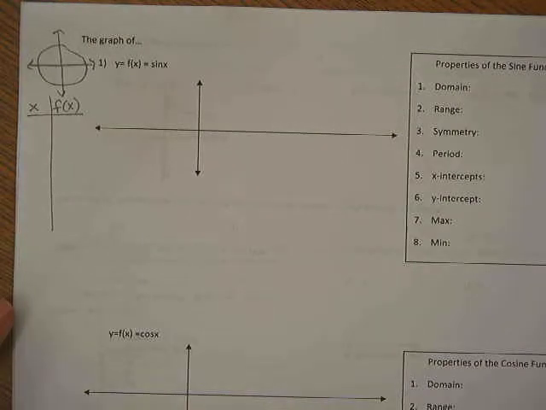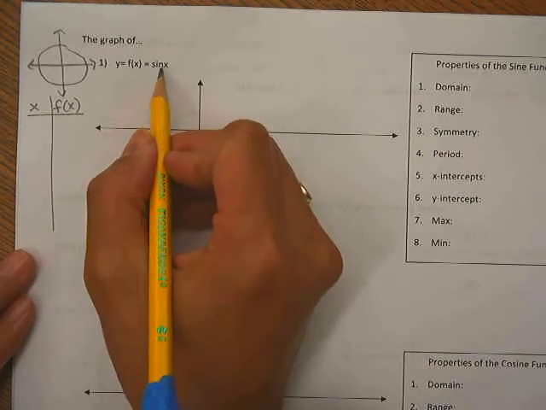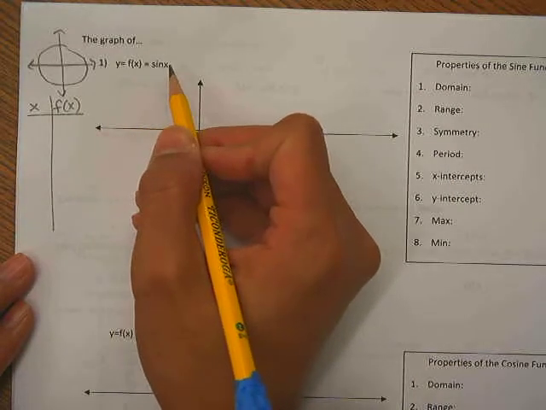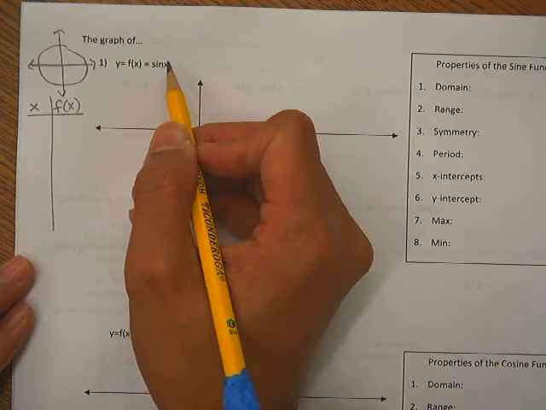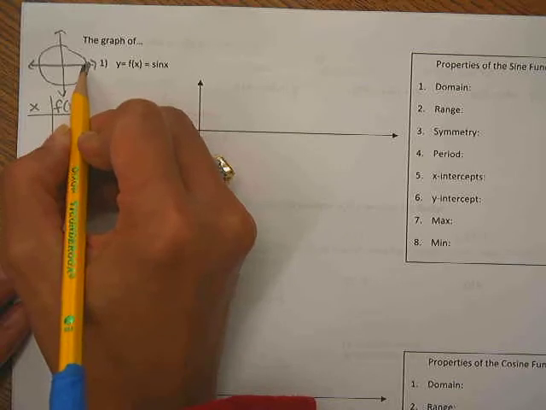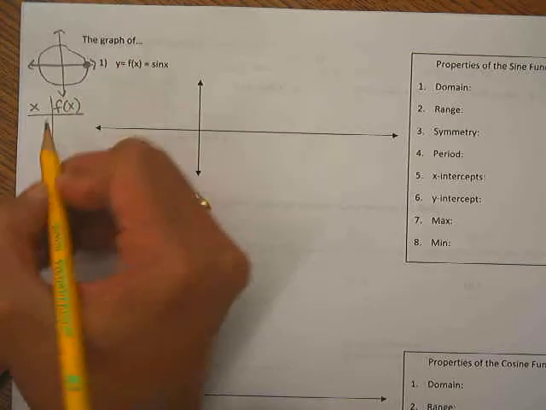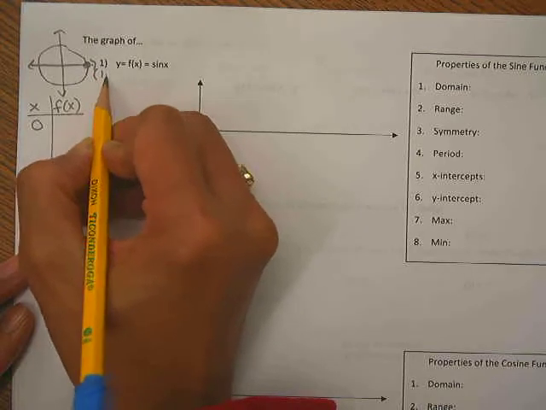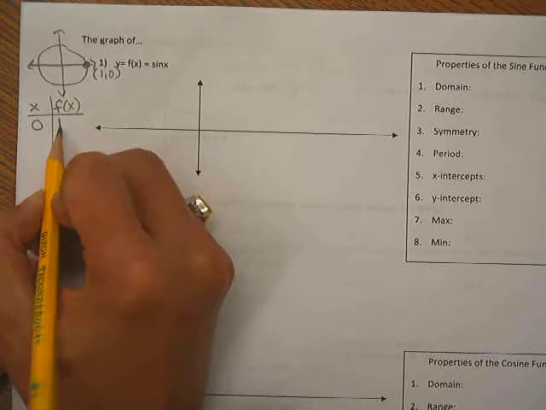And by now, you should have all the values of sine memorized, right? That was the whole point about the unit circle quiz. So the first value I'm going to use for my input is 0. So when x is 0, sine of 0, because this point is labeled 1 comma 0, sine of 0 is 0.